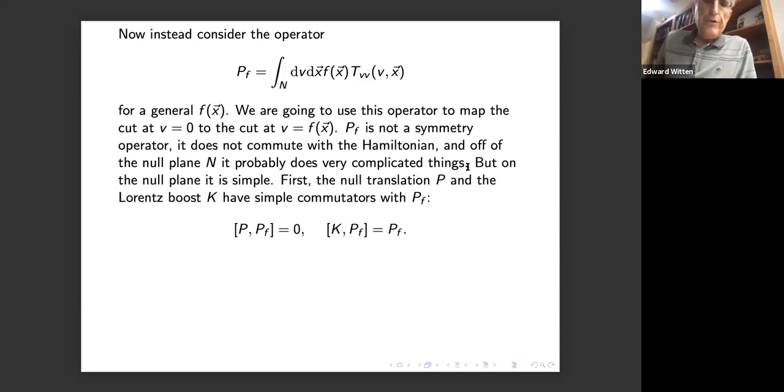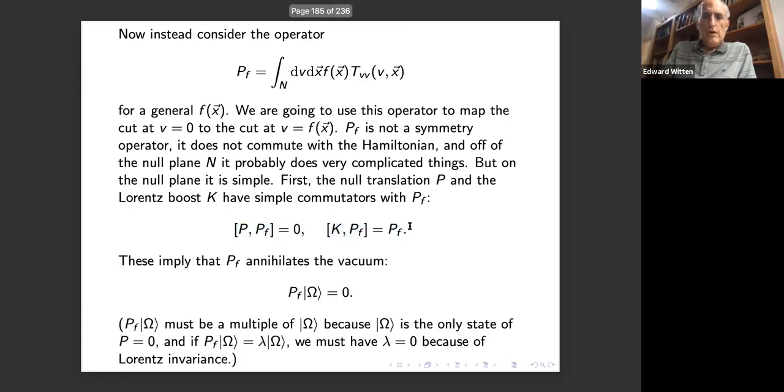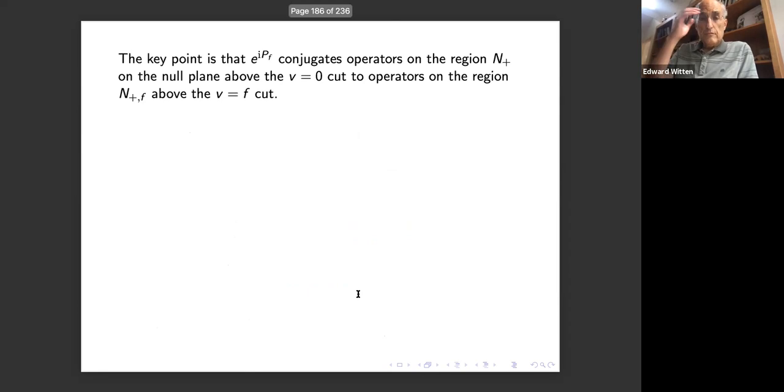First, the null translation P and Lorentz boost K have simple commutators with P sub F. And these imply that P sub F annihilates the vacuum. You see, since P sub F commutes with P, P sub F on the vacuum is a state of P equals zero. The only one is the vacuum. But if P sub F on the vacuum was lambda times the vacuum, the second commutator forces lambda to be zero. So P sub F has to annihilate the vacuum.